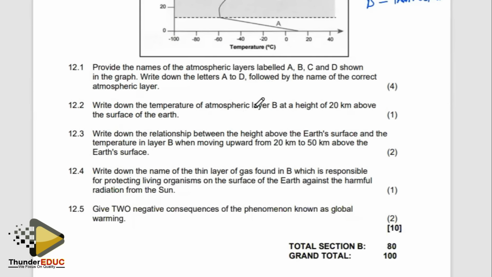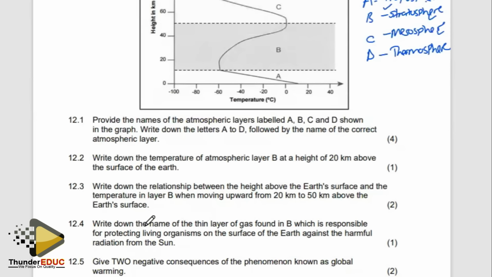Write down the temperature of atmospheric layer B at a height of 20 kilometers above the surface of the Earth. You go there and you say a height of 20 kilometers. There you go. You're using your ruler.